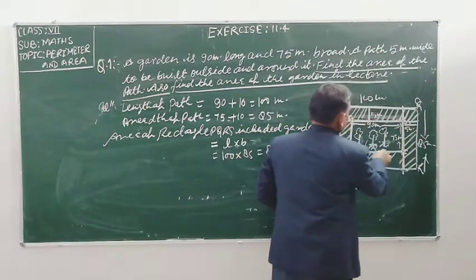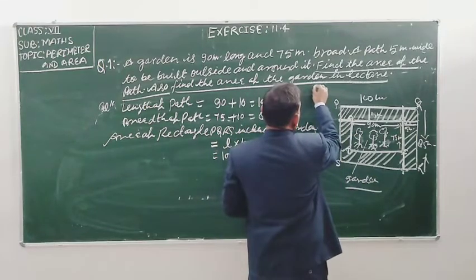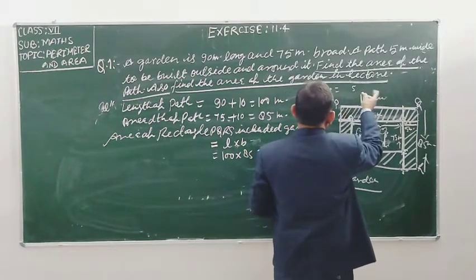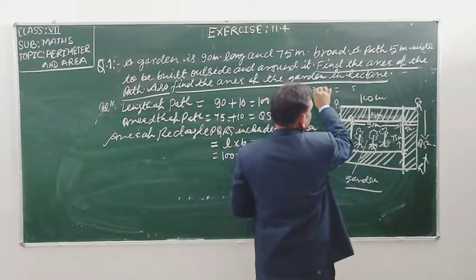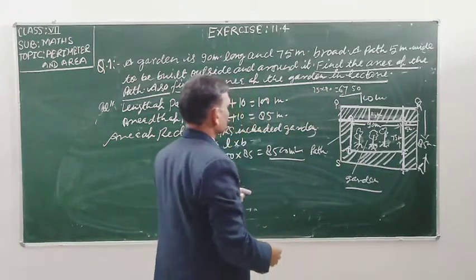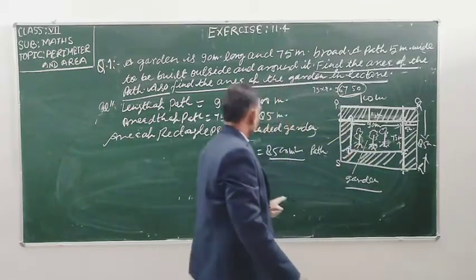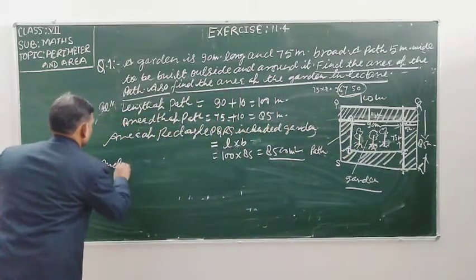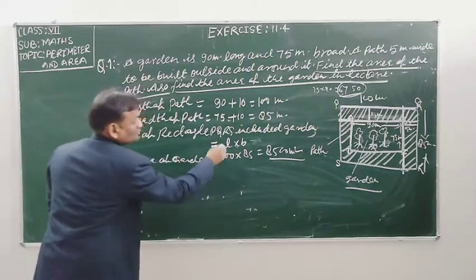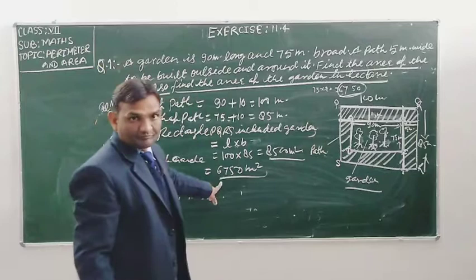Area of the garden, length into breadth means 75 into 90, that is 9 5 45, 4 is carry, 9 7 is 63, 63 4, 67, that is 6,750. 6,750, you have already found out the area of the garden. Area of garden is equal to 6,750 meter square. You have already found out.